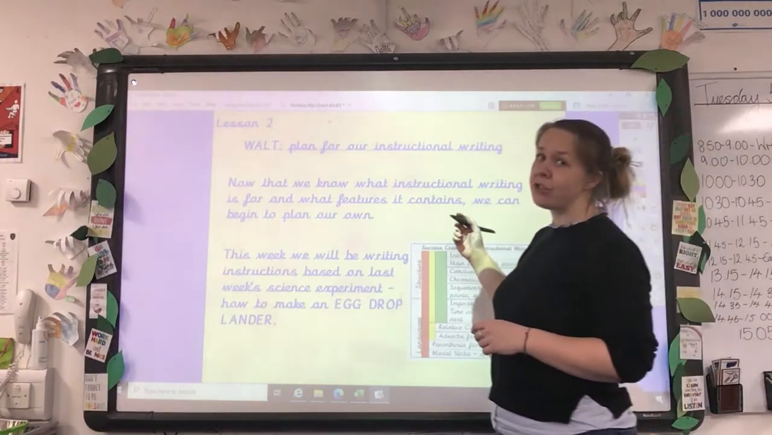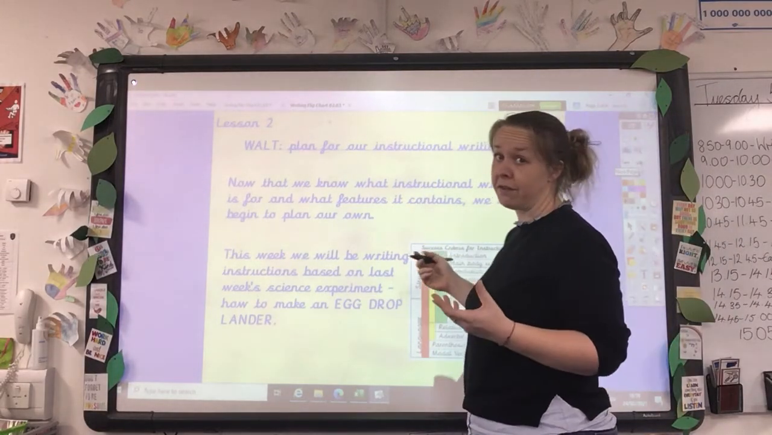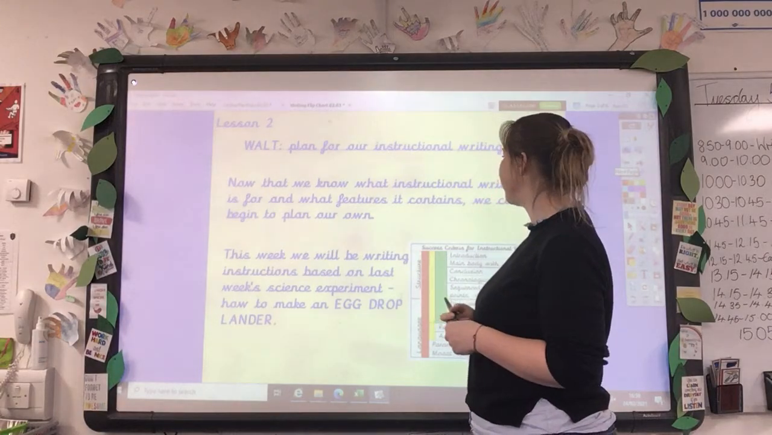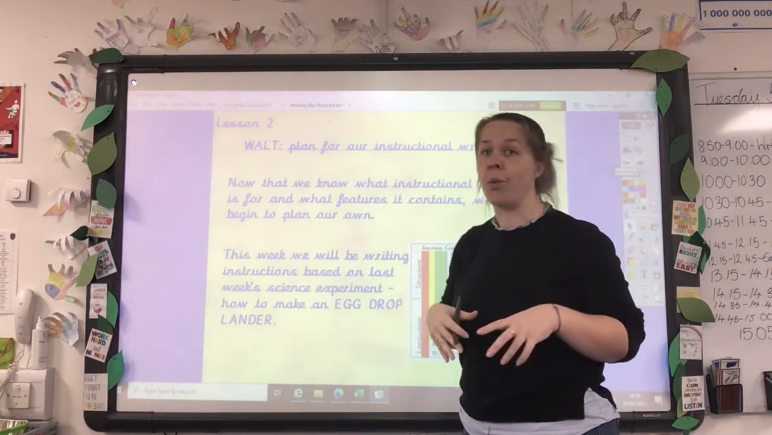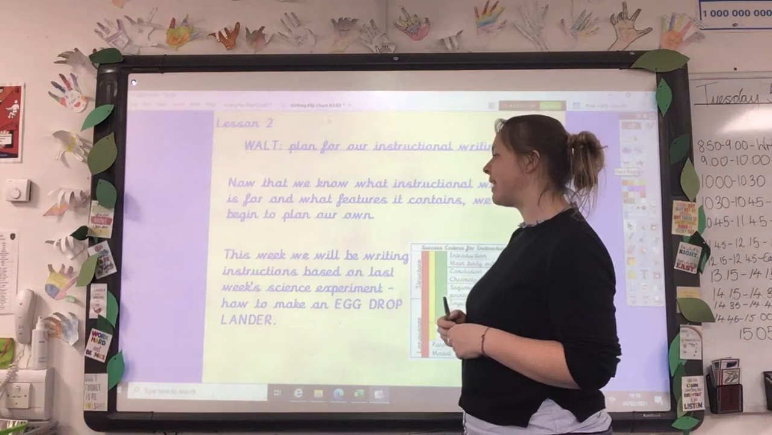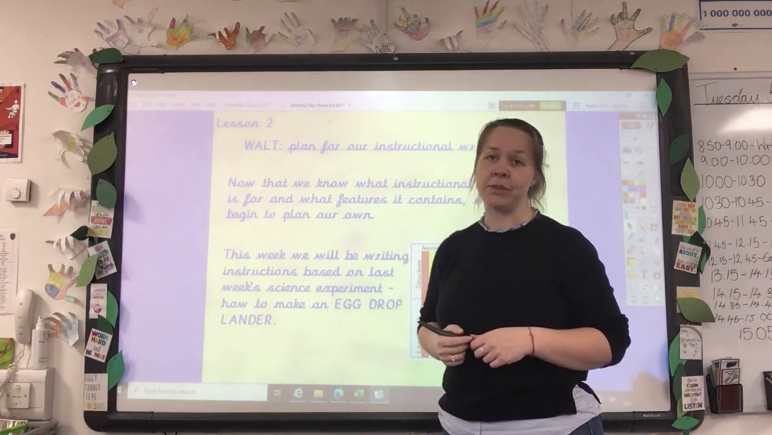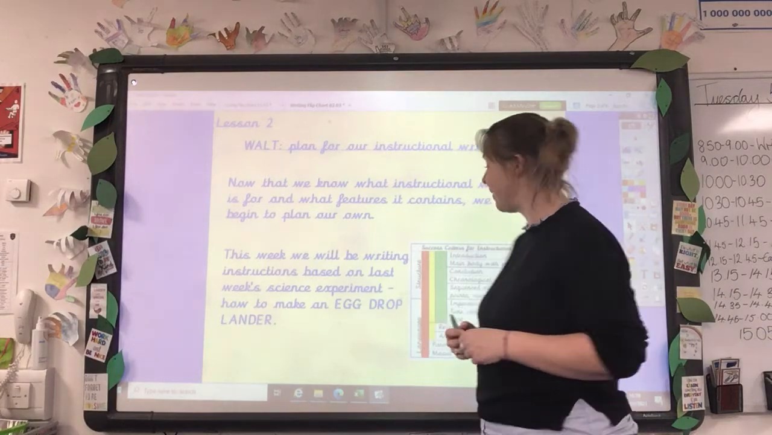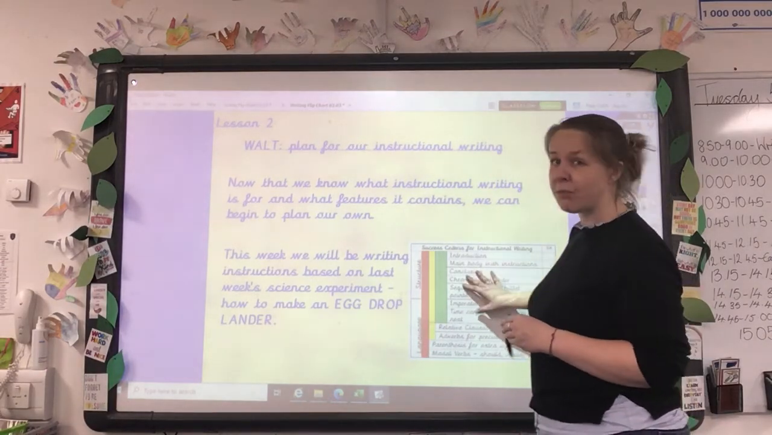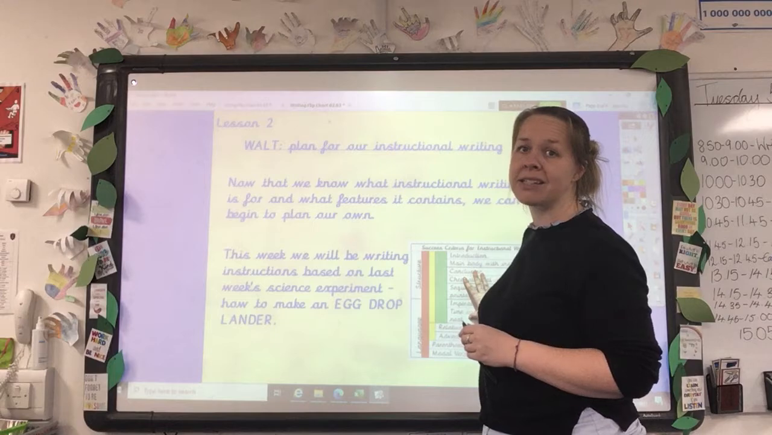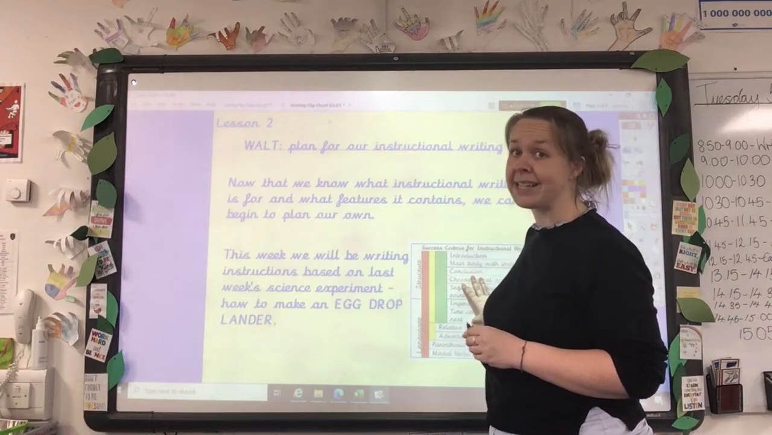So now we know what an instructional text is written for and what features it contains, we can start to plan our own one. So this week we're going to be writing instructions based on last week's science experiment. So how to make that egg drop lander, which you did on Thursday. And here's your success criteria again. I'm not going to read that all out because we talked about it last lesson, but you can have a look through that again.